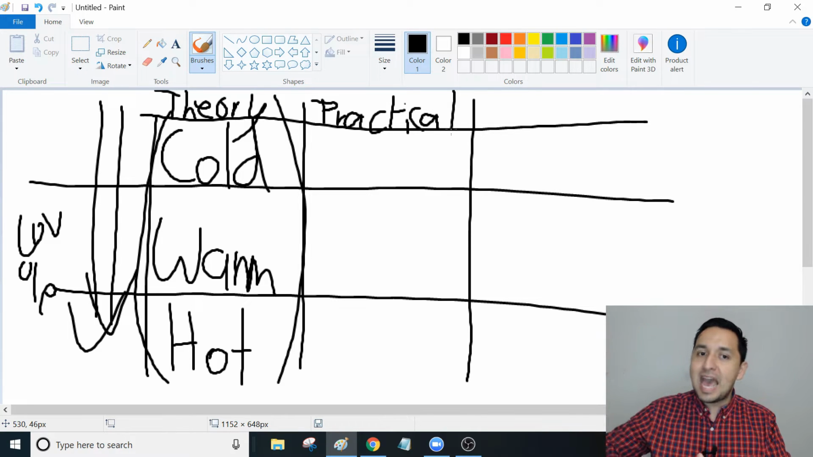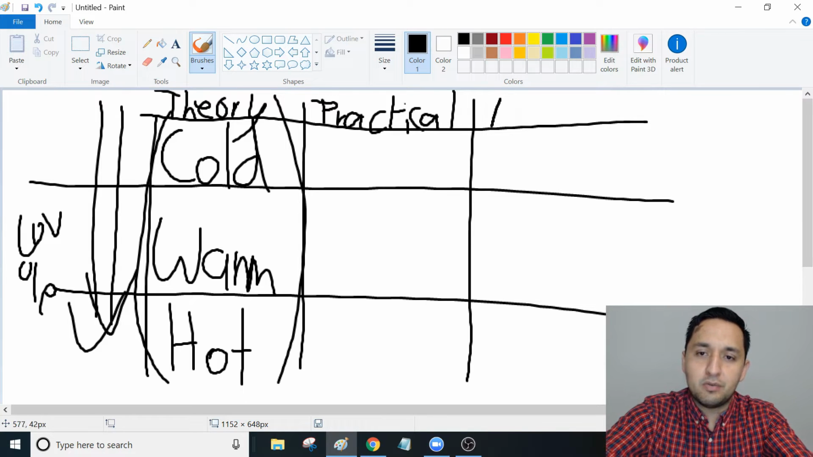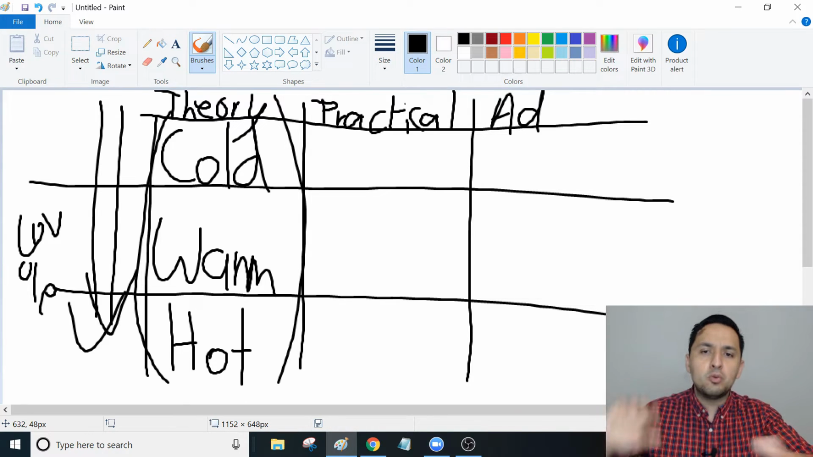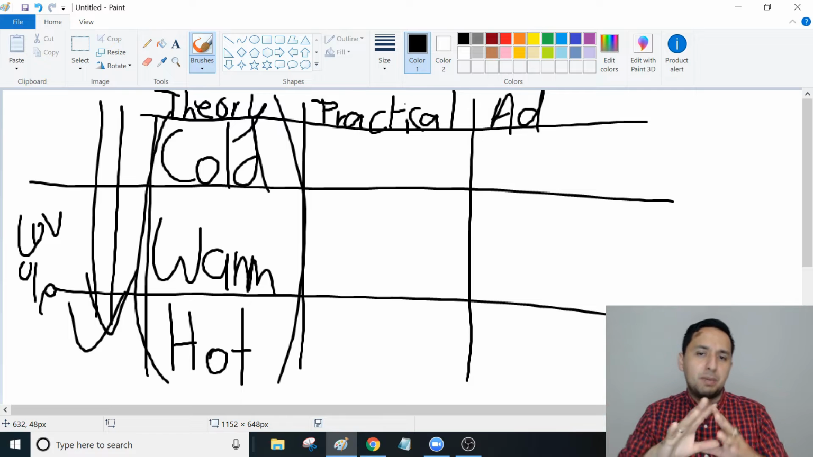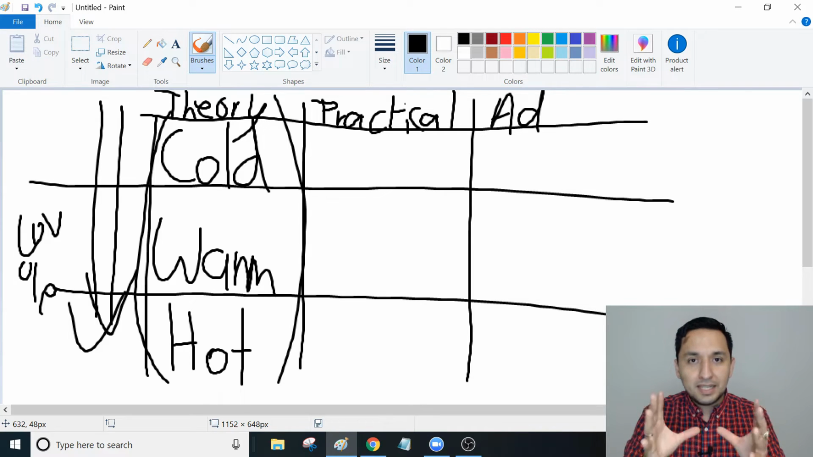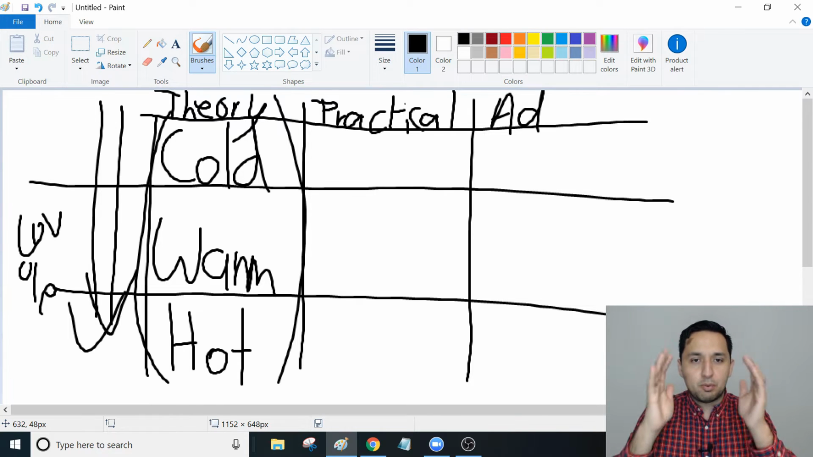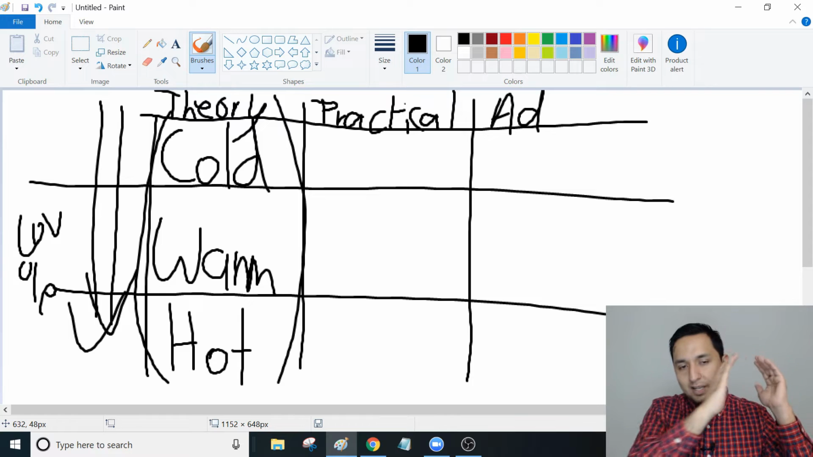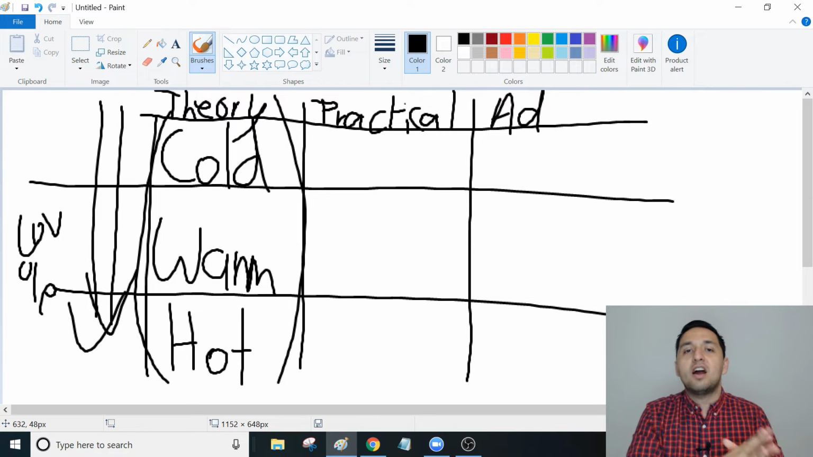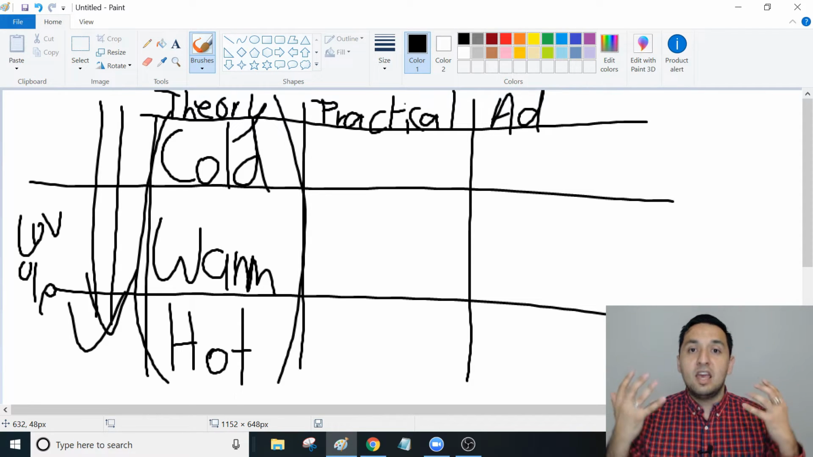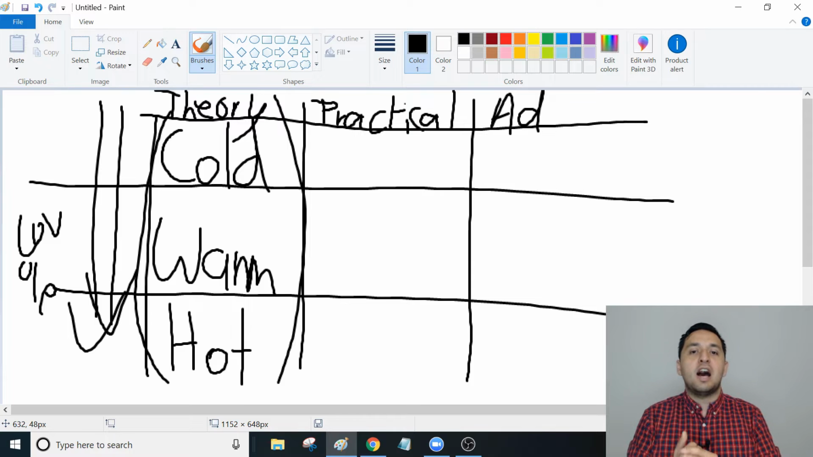And then we have the ad component. Now, the ad component's going to be over here, which we won't dig too much into, but for the sake of the completed model, we're going to briefly touch on that. So let's stay on the ad set, the practical aspect of what does a cold, warm, and hot audience look like in Facebook. So the Facebook audiences.